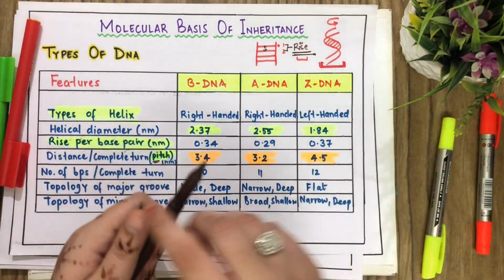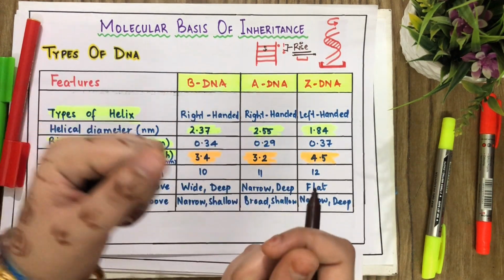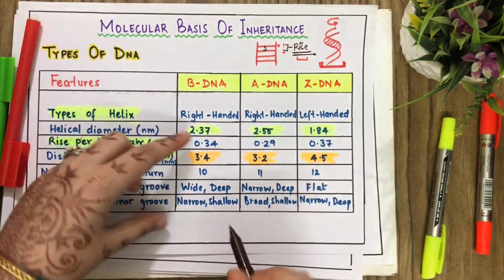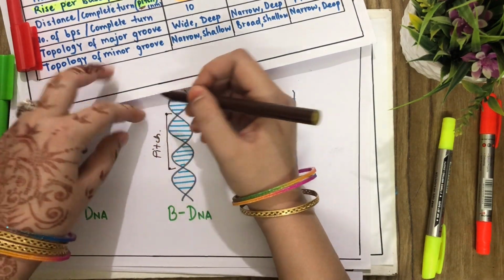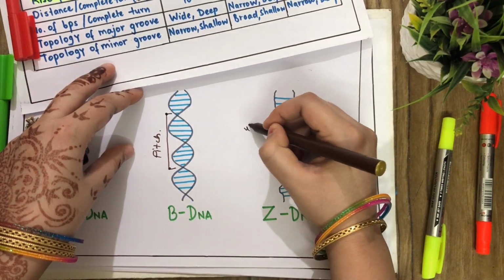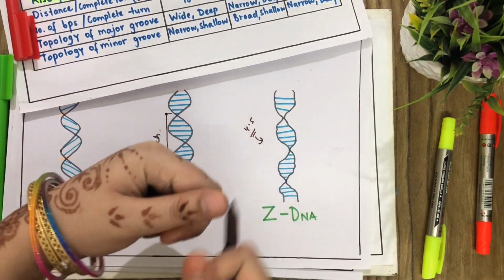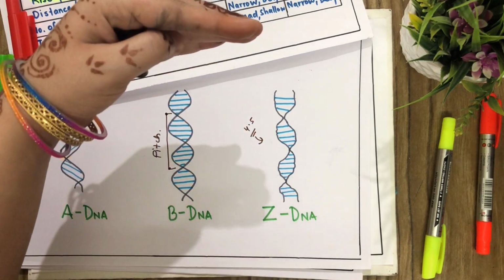Now if the distance is 4.5 for Z DNA, then it means it is a stretch, because the distance is more, meaning it is stretched.